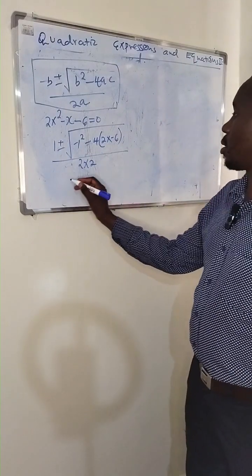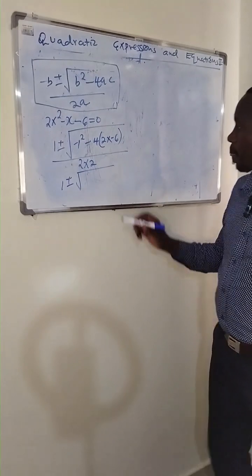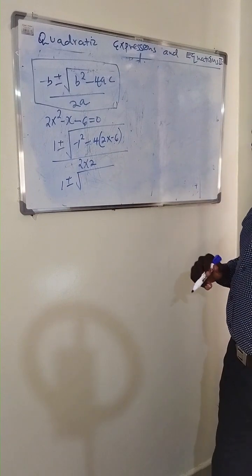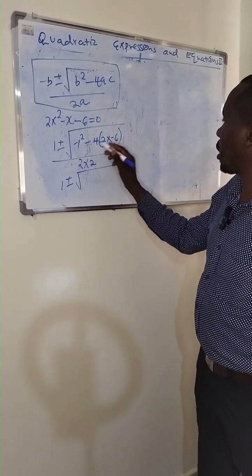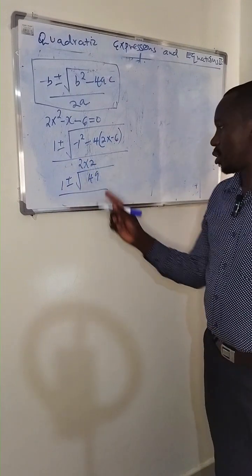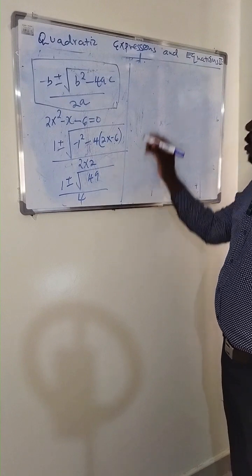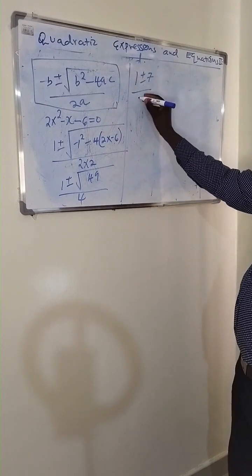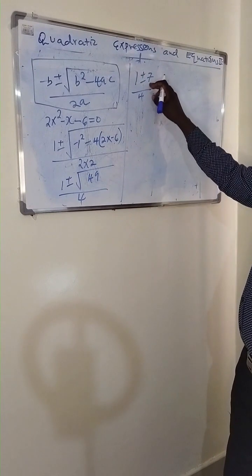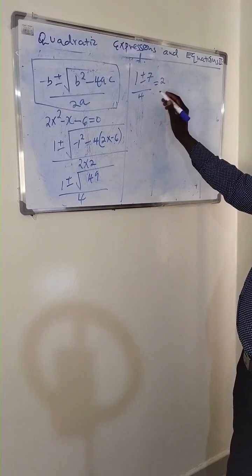So if we simplify that, we're going to have 1 plus or minus the square root of negative 1 squared, which is 1, 2 times negative 6 is negative 12, negative 4 times negative 12 is 48. 48 plus 1 positive is 49. So we have the square root of 49 divided by 2 times 2, which is 4. So we simplify that. That is 1 plus or minus 7 divided by 4. So 1 plus 7 is 8, so 8 divided by 4, you get 2. 1 minus 7 is negative 6.